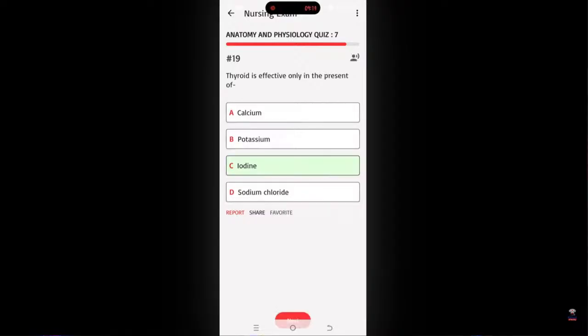Correct answer. Water is mostly absorbed from the digestive tract in the A. Large intestine, B. Stomach, C. Small intestine, D. Esophagus. No.